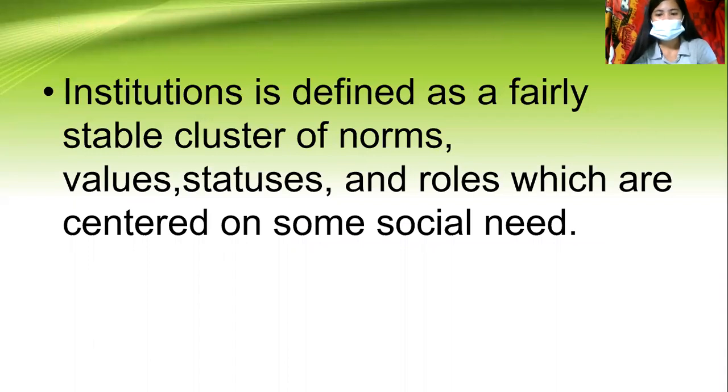Okay, so what is social institution? Social institution is defined as a fairly stable cluster of norms, values, statuses, and roles which are centered on some social need. For our society to survive and provide a safe and sound, satisfying life to its members, the creation of social institutions is very important.